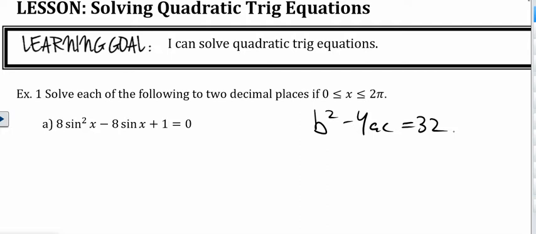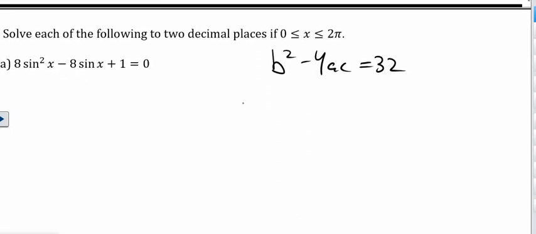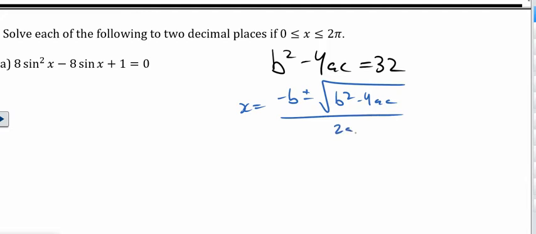The nice thing about the discriminant too is I've already done half of the quadratic formula right there. Okay, so what is the quadratic formula? The quadratic formula is x, I'm just going to write this off the side in a different color. X equals negative b plus or minus the square root of b squared minus 4ac all over 2a. In this case, a equals 8, b equals negative 8, c equals 1.